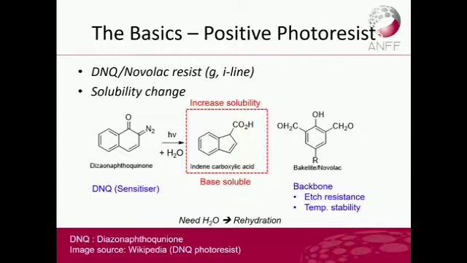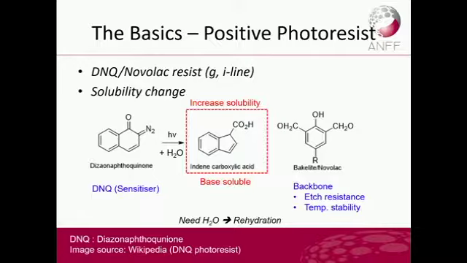So you have, again, three components. You have your backbone polymer resin to allow you to have enough etch resistance and temperature stability. You have your DNQ sensitizer. This DNQ stands for diazonaphthoquinone, I think. What this DNQ will do when you irradiate with UV is that it's going to turn into a carboxylic acid component, which allows it to be highly soluble in a base solution.